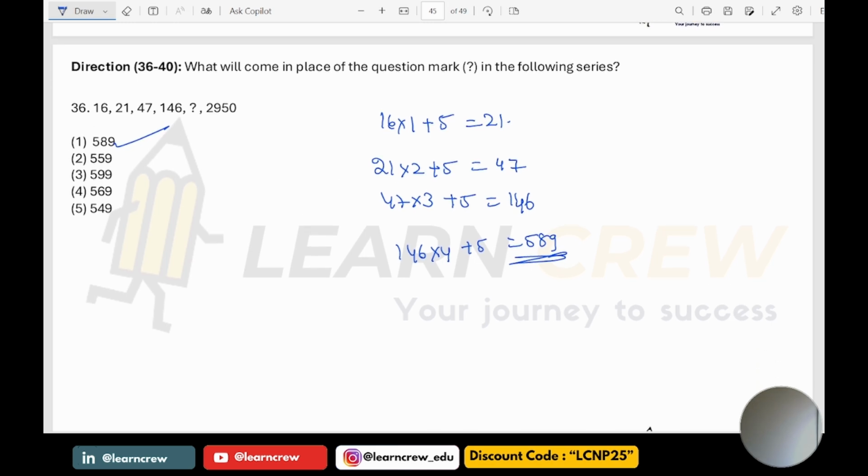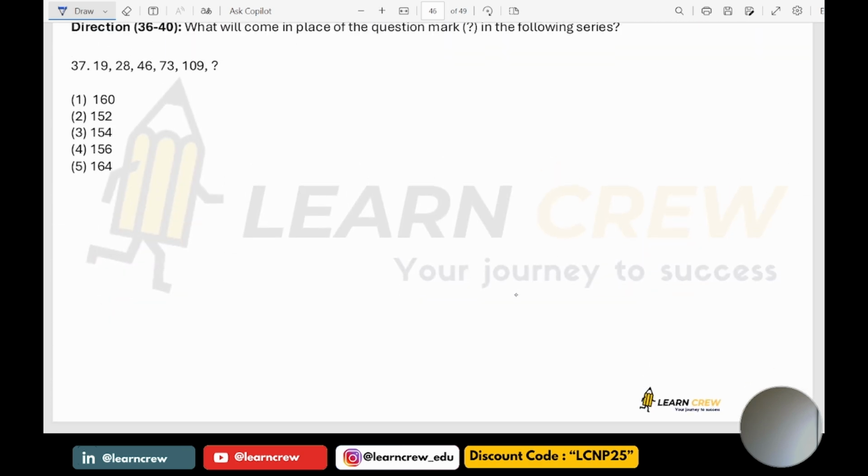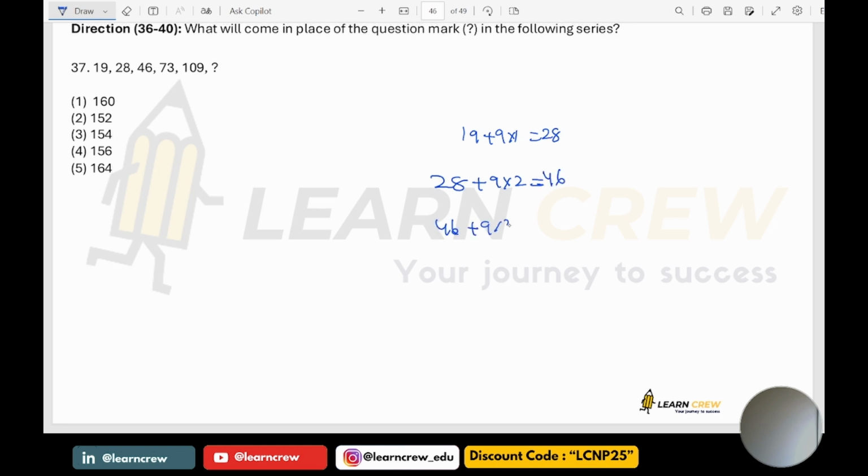Now next one, question number 37. If you see here 19, 28, 46, 73, 109. So 19 plus 9 into 1 is 28. 28 plus 9 into 2, 28 plus 18, 46. 46 plus 9 into 3, 46 plus 27, 73. So 73 plus 9 into 4, 73 plus 36, 109. 109 plus 9 into 5, 45, is 154. So 154 should be the missing term.